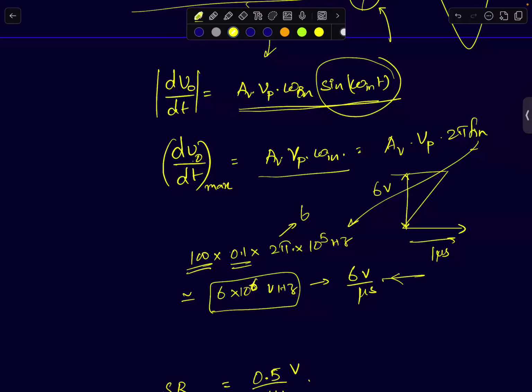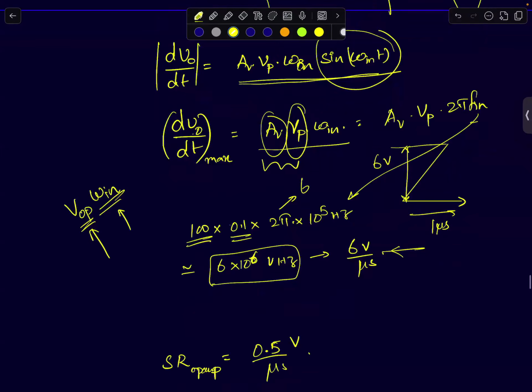It depends upon two things. The peak voltage and the gain of the amplifier, I can club these together and call it output voltage amplitude, right? So this is VOP, the output voltage peak, into omega n. It depends on the input frequency and also on the output voltage.